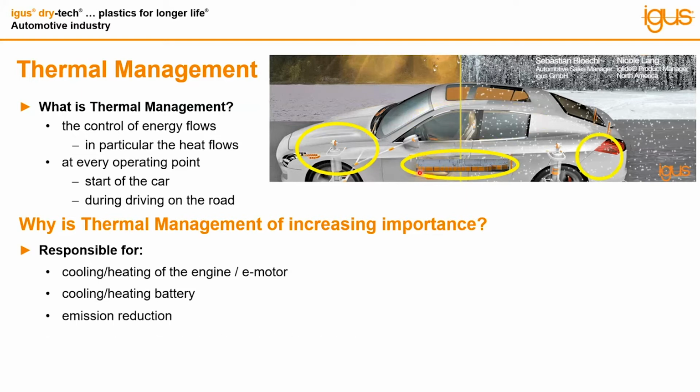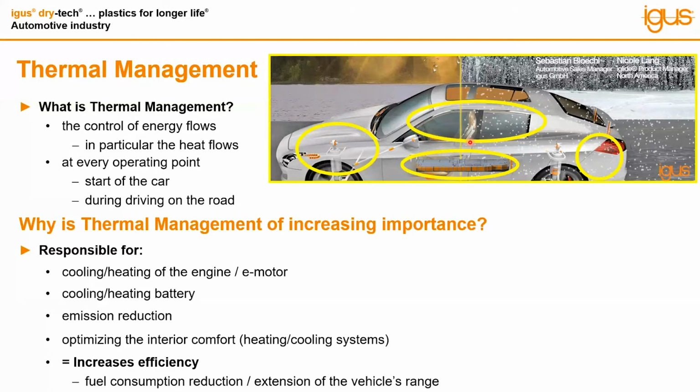Another point is about the emission reduction. This is also related to the thermal management. And now we see like why thermal management is such a big topic. Another point is the interior comfort of the car. Like you want to have it cold in the summer, you want to have it warm in the winter. All this is related to that topic as well. And if we combine all these responsibilities, the target is always to reach the best efficiency of the car.